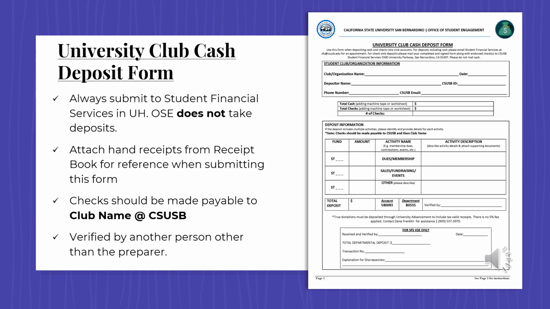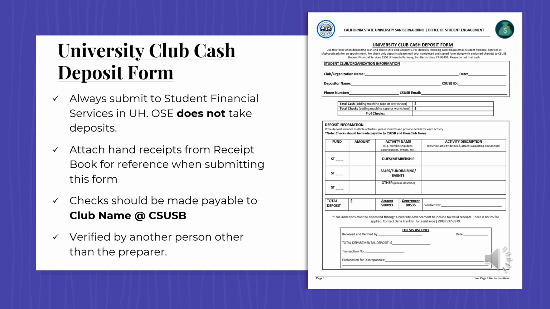Now let me briefly explain the Club Cash deposit form as seen in this next slide. Club Cash refers to cash, checks, and money orders. This form, along with all student organization on-campus banking forms, can be found on the Office of Student Engagement website under Student Clubs and Organizations under Club and Organization Banking. This form is required when depositing money into your ST fund. It does not need to be completed by a financially responsible officer, but it is recommended.